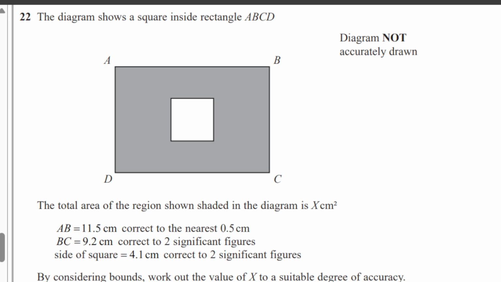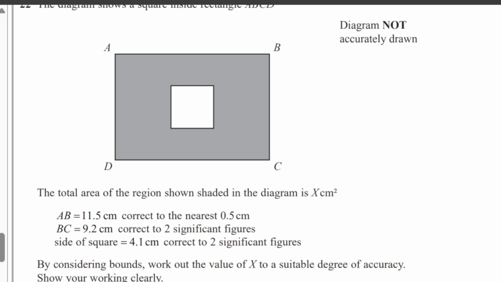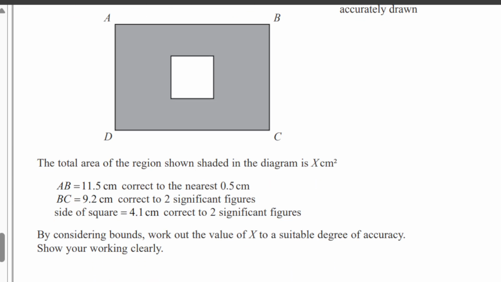Question 22. It's 4 marks. The problem of this question is you don't even know what they want. Let's read it. The question says the total area of the region shown, shaded in the diagram, is X.